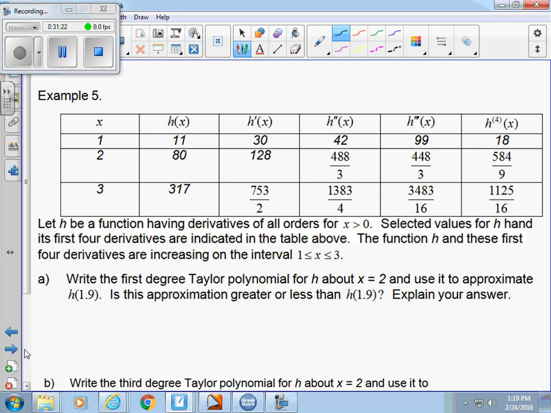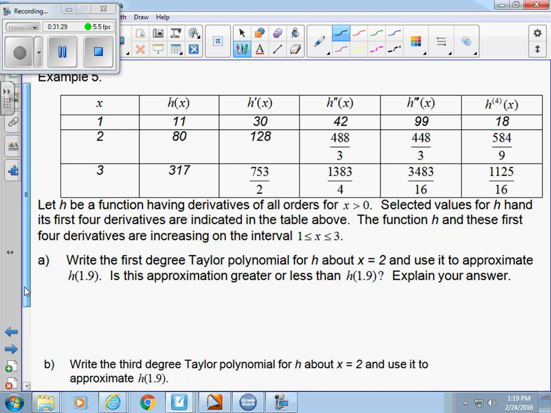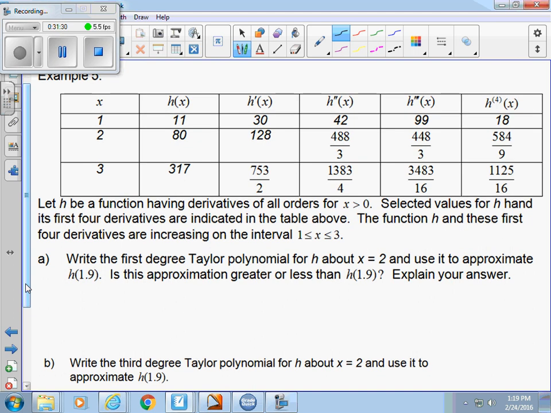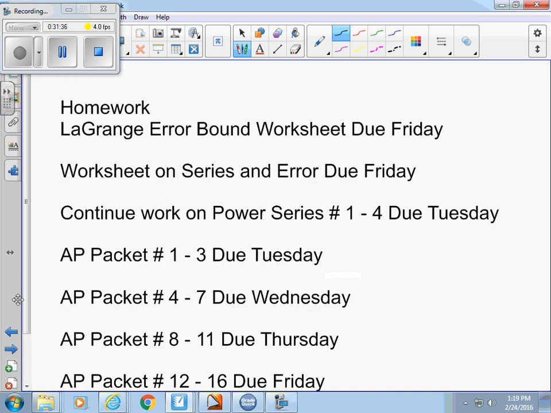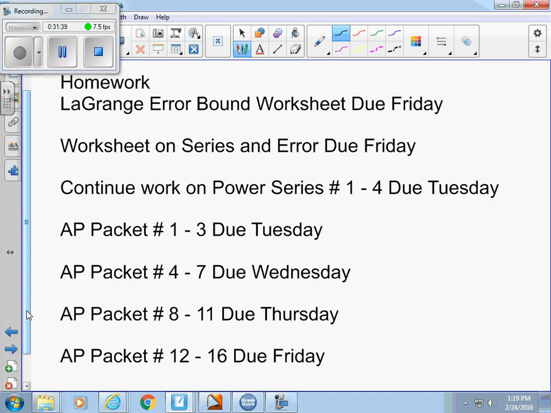Okay, example number 5. That was 4, I think. 3 we skipped. We'll go back to 3 at some point. It may be on Friday. Before we start this one, let me give you some dates. There are lots of dates. I'm going to give you 2 worksheets today, and they are series and error worksheets. They're both due on Friday. So today's Wednesday. Tomorrow we are not learning anything new. Friday we'll finish these AP problems.